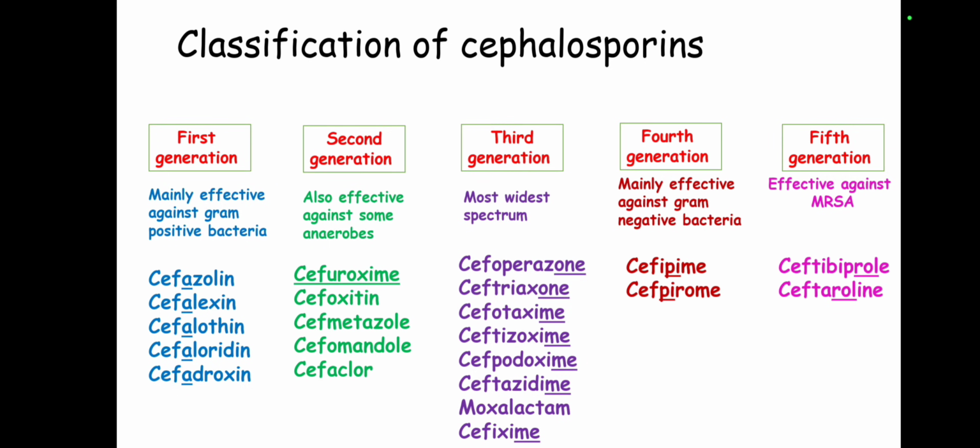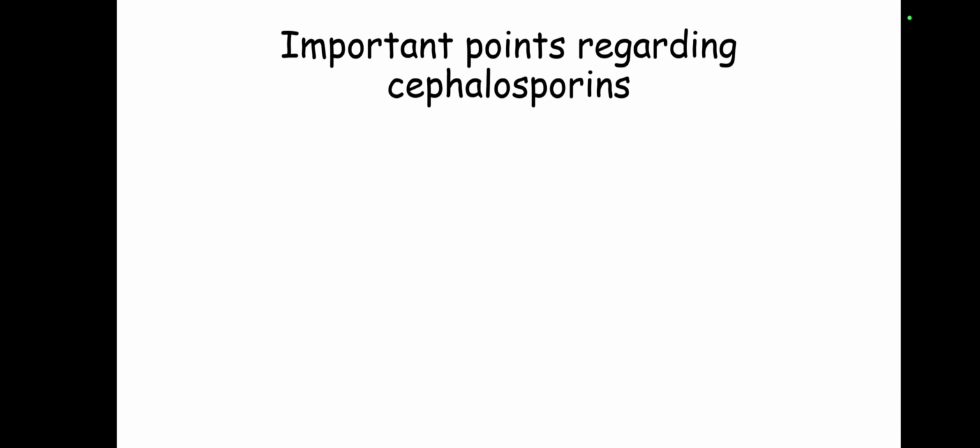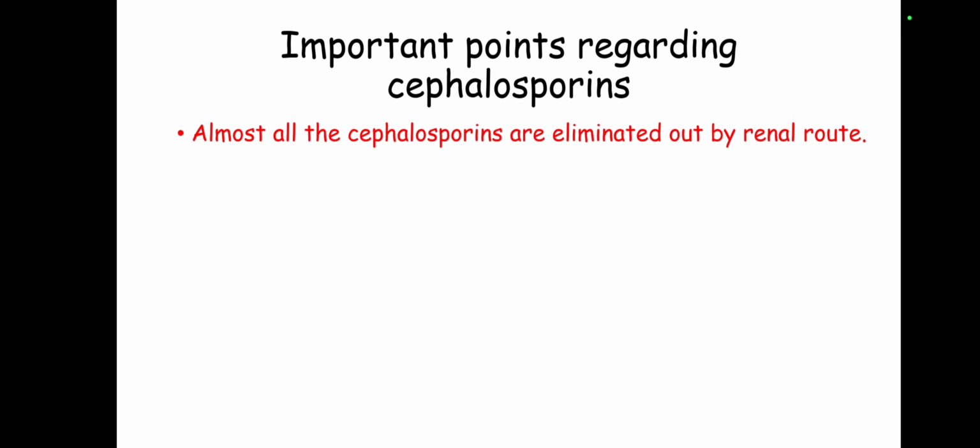Next, we shall check out some of the important points regarding cephalosporins. The first point is that almost all the cephalosporins are eliminated by the renal route except cefoperazone and ceftriaxone, because these two drugs are eliminated via the bile, they are secreted in bile.